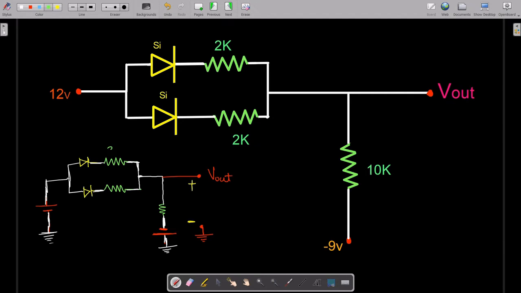So this is how this circuit will look, and let me write the values. Here it is 2 kilo ohm, again here it is 2 kilo ohm, and these are the silicon diodes, and here it is 10 kilo ohm. I forgot to write the values of these two sources, that is plus minus 12 volts. This plus is not visible. And this is minus and plus, it is 9 volts. Minus 9 volts, this is what it means.